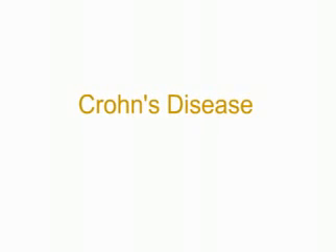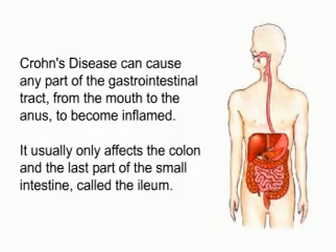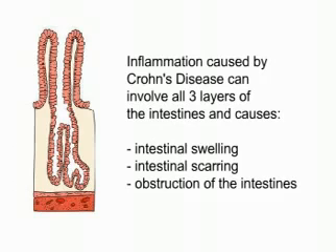Crohn's disease. Inflammation caused by Crohn's disease can affect the whole gastrointestinal tract, whereas ulcerative colitis only affects the colon. Crohn's disease can cause any part of the gastrointestinal tract from the mouth to the anus to become inflamed. It usually only affects the colon and the last part of the small intestine called the ileum. Inflammation caused by Crohn's disease can involve all 3 layers of the intestines and causes intestinal swelling, intestinal scarring, and obstruction of the intestines.